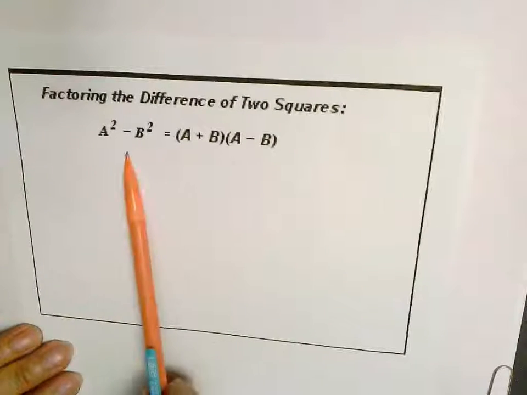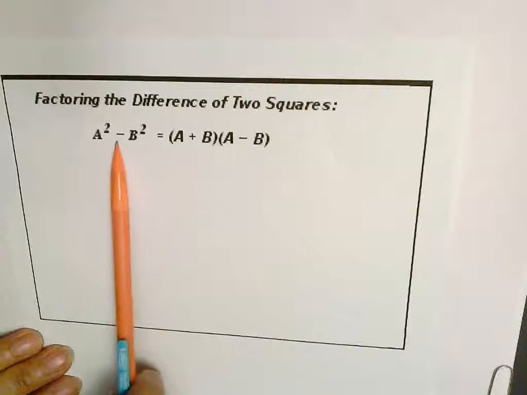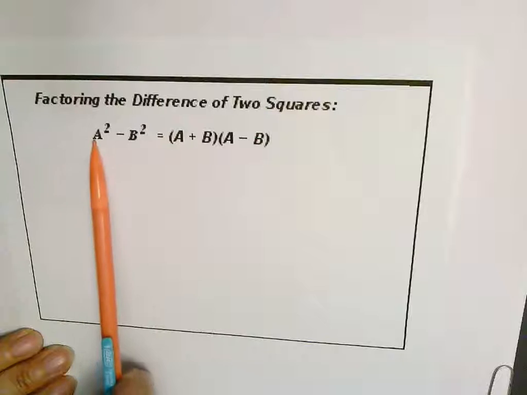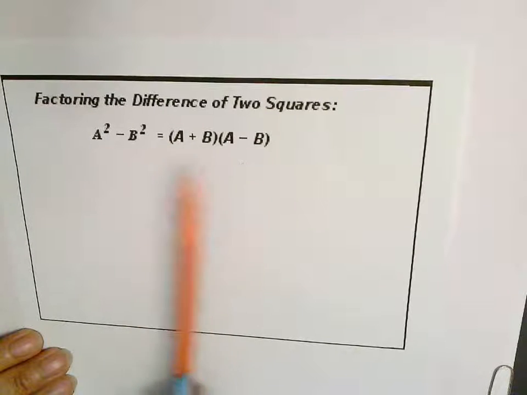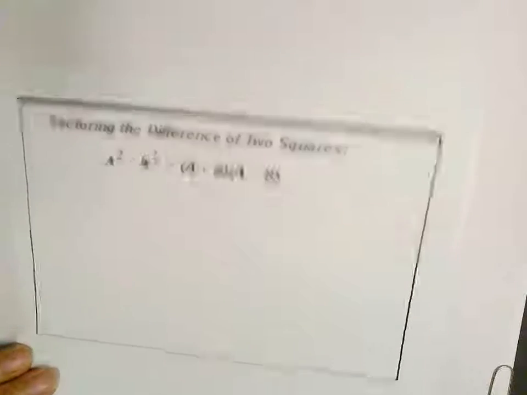We're going to look at factoring the difference of two squares. You're going to have two perfect squares here. The difference means subtraction. We're going to take the square root of the a squared, a, the square root of the b squared, b. One side will be positive and the other will be negative.